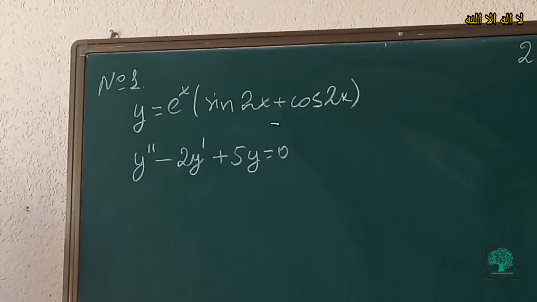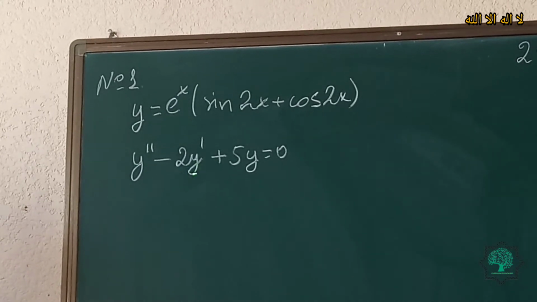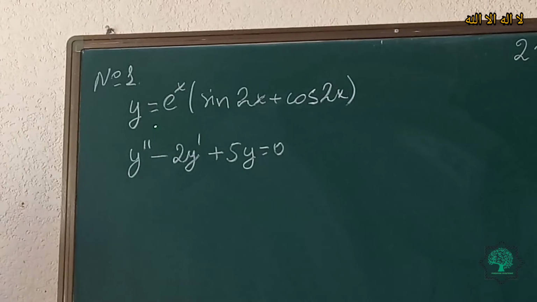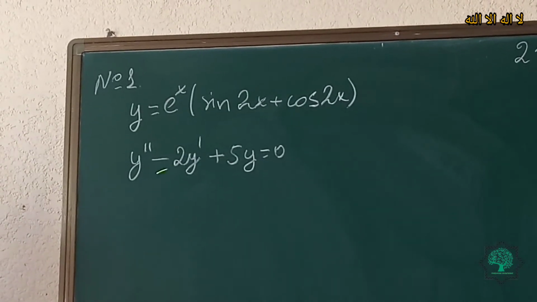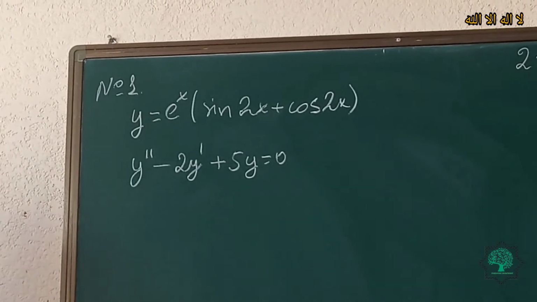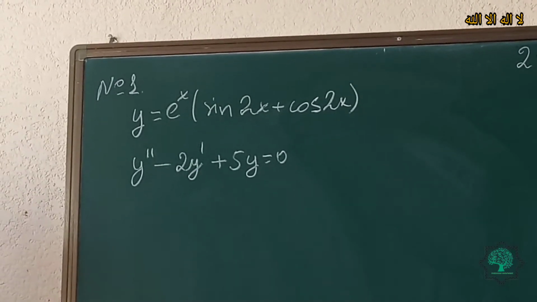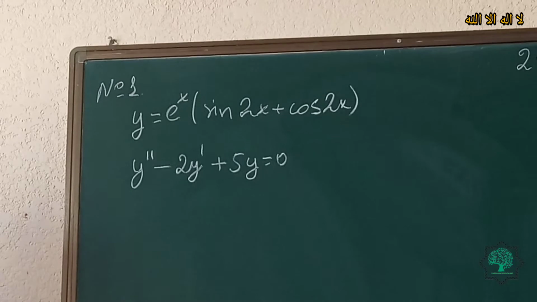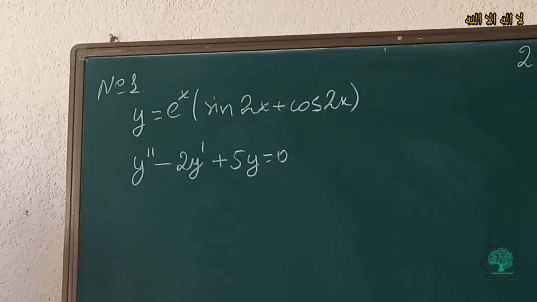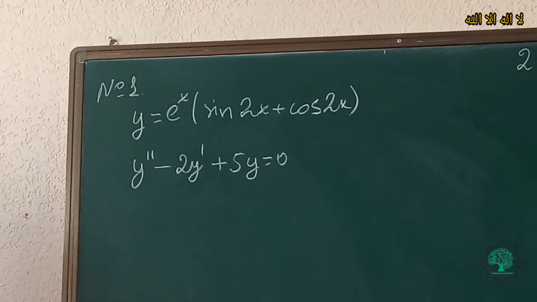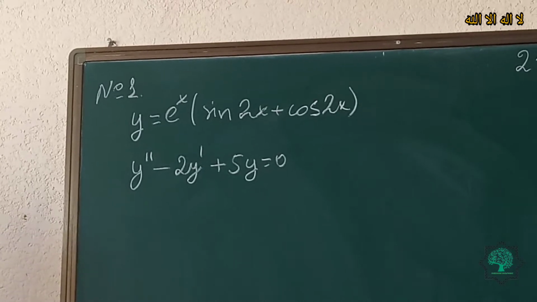For this purpose, for this goal, we should find the derivative of this function, first derivative, and then the second derivative, and substitute these first and second derivatives into this equation. If the equation equals 0, then we have shown it and we are successful.